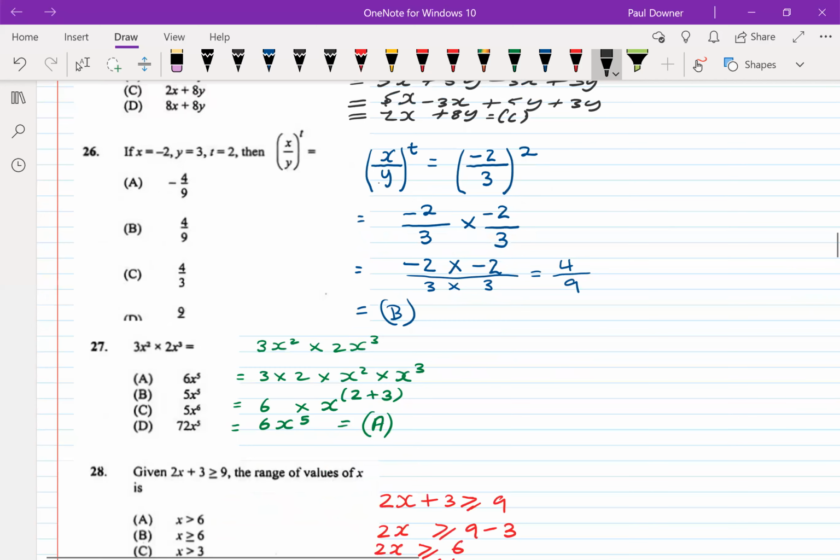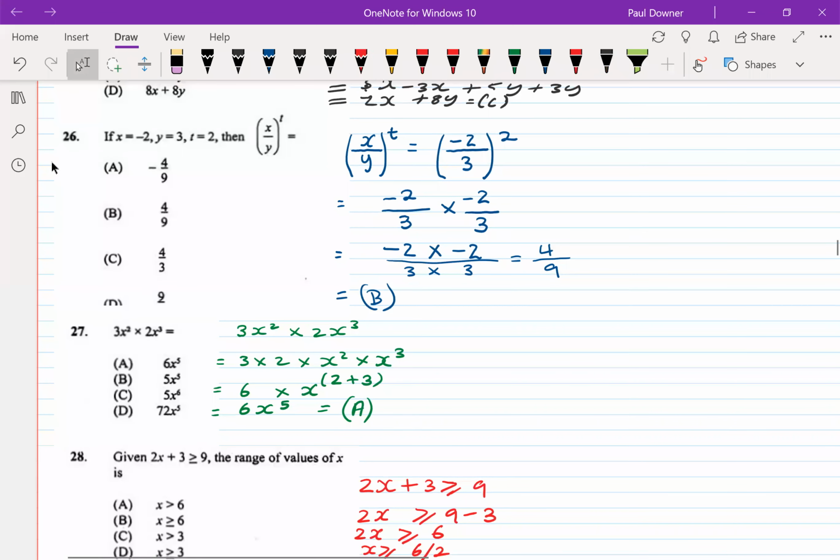All right, let's continue with number 26. And in number 26, we have x is minus 2, y is 3, t is 2. Then what is x over y to the power of t? The secret here, of course, is to place your numbers where the letters are, being very careful with your signs. So you have the minus 2 for x. Right where x is, we're going to put in the minus 2. And where the y is, we're going to put in 3. T is 2, so 2 goes up here as the power, where t is being replaced by 2.